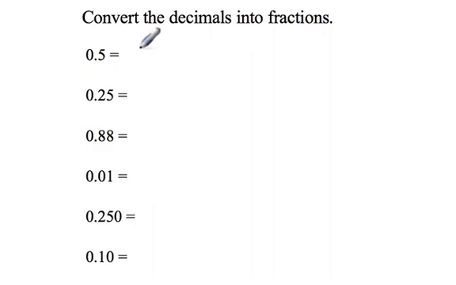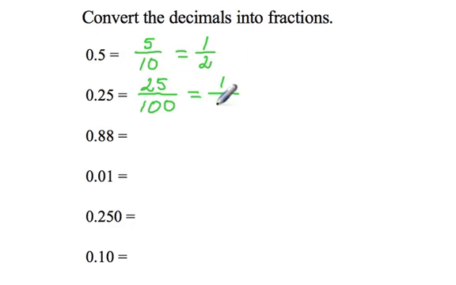Here we have to change a decimal number into a fraction. For 0.5, we can write it as a fraction as 5 over 10, and that equals 1/2. In lower terms, that's 1/2. 0.25 is 25 100ths, and that equals 1/4. 25 divided by 25 is 1, and 100 divided by 25 is 4.